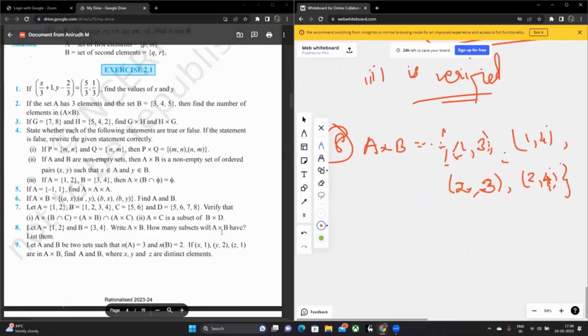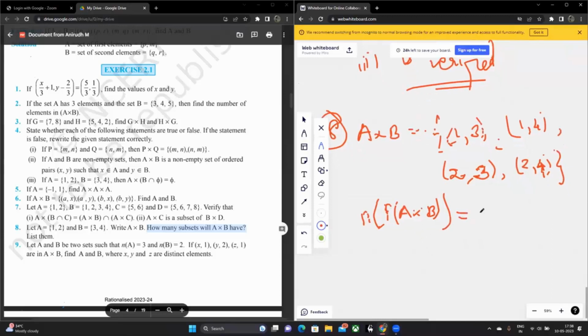How many subsets will A cross B have? I hope you remember that this question is basically asking for the number of elements in the power set of A cross B. The formula for this is 2 to the power of the number of elements in A cross B. That's 2 to the power of 4, which is 16.